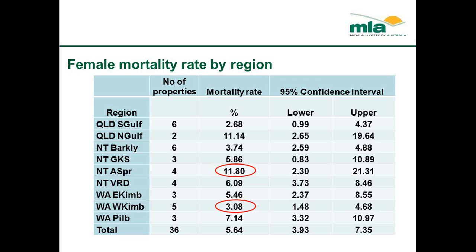The other two columns to the right-hand side, called the 95% confidence interval, are saying that the average total mortality rate for females is 5.64%. So what that's saying is that 95% of the time, across all the regions that we looked at, the mortality rate for females will fall somewhere between 3.93% and 7.35%.